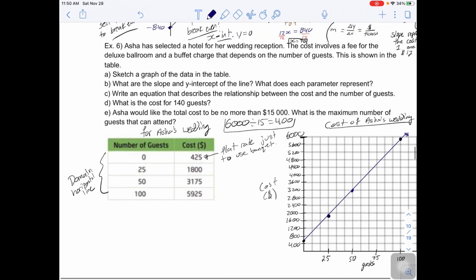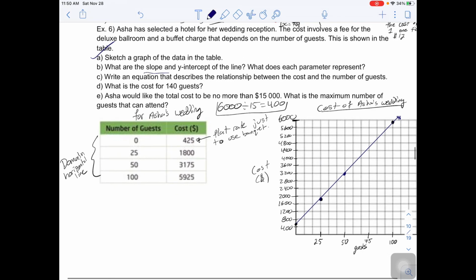So sketch the graph of this table. We're already done A. We've sketched it. What are the slope and the y-intercept of the line? What does each parameter represent? So for B, what is our slope? Well, slope equals rise over run.